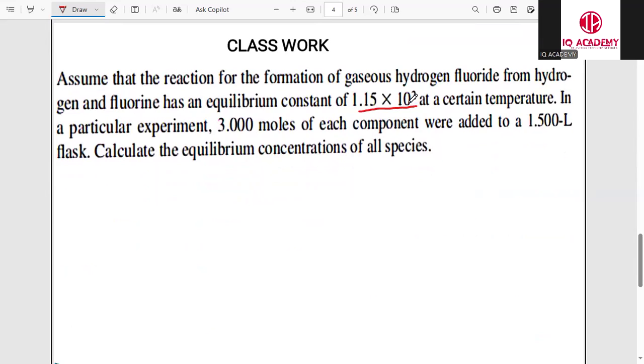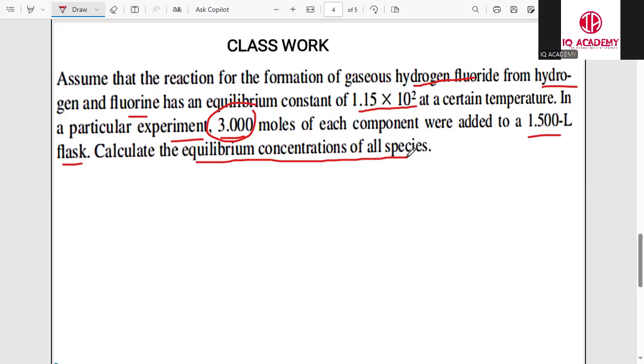So in this question, we've been given the equilibrium constant, okay? And then they're saying in a particular experiment, 3.00 moles of each component were added to a 1.5 liter flask. So 3.00 moles of each component, meaning the hydrogen fluoride, the hydrogen, and the fluorine. Each of these had 3 moles, and then they were added to a 1.5 liter flask. And then the question now is to calculate the equilibrium concentrations for all the species.